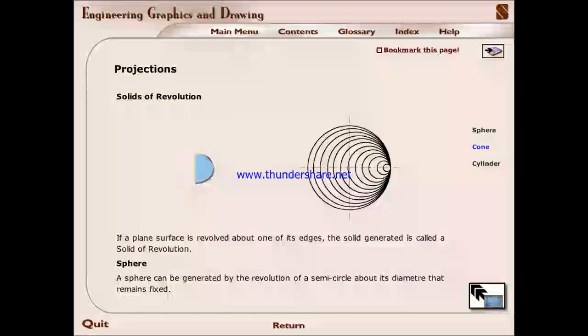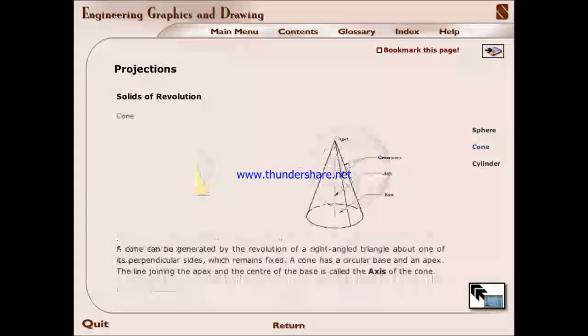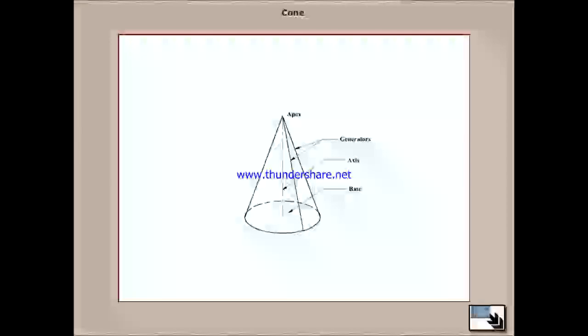Now next, cone. Definition of cone. A cone can be generated by revolution of a right-angled triangle about one of its perpendicular sides, which remains fixed. A cone has a circular base and apex. The line joining the apex and center of the base is called the axis of the cone. This is the cone figure.